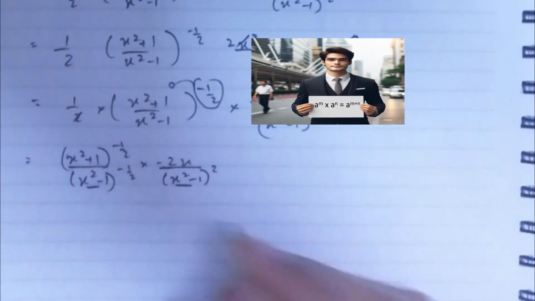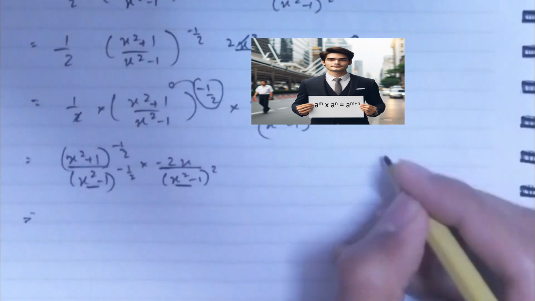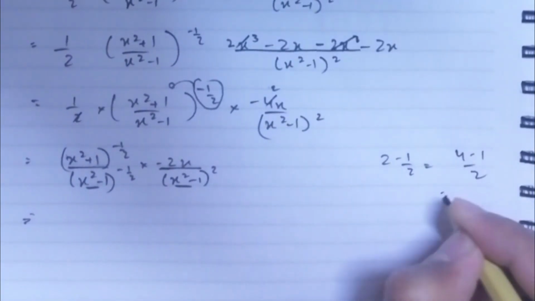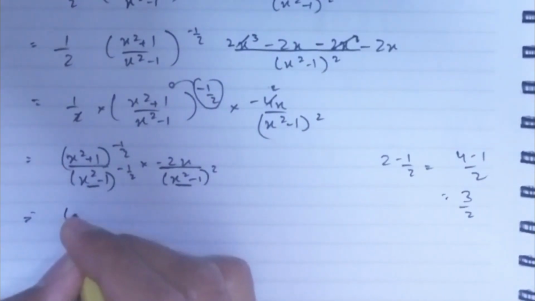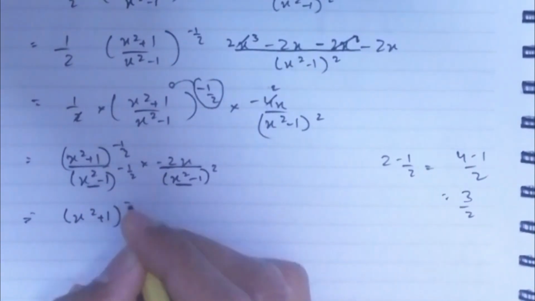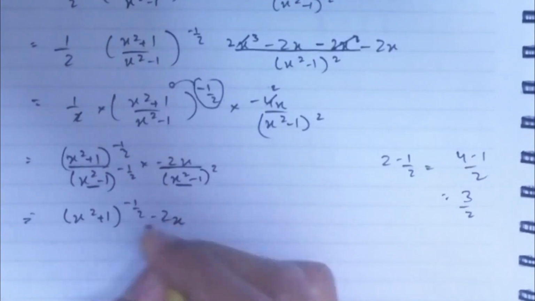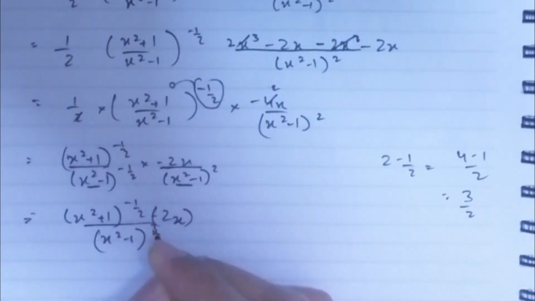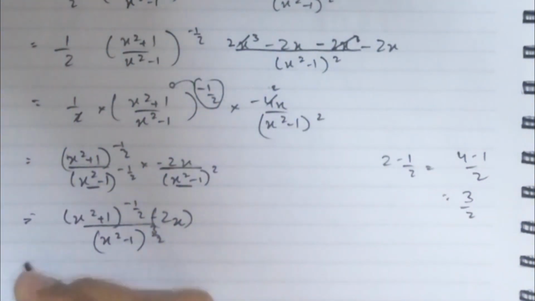When the bases are same, the powers are added, right? So 2 plus 1 by 2, that would be 5 by 2, hmm, actually 2 minus 1 by 2, that would be 3 by 2. So our final answer would be (x square plus 1) power minus 1 by 2, times negative 2x, divided by (x square minus 1) power 3 by 2. All right, so this is the final answer.